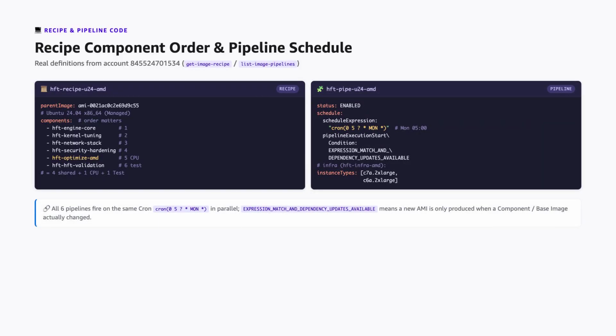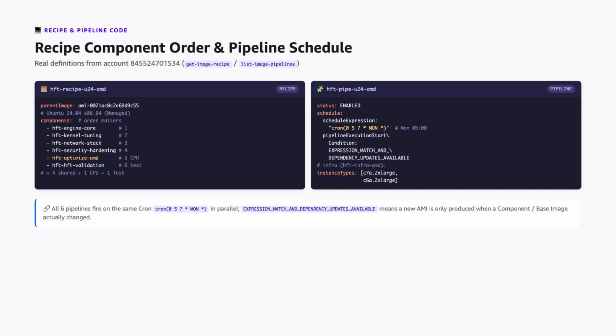On the left is the recipe. It names its parent image, the AWS-managed Ubuntu 2404 x86-64 AMI, and then lists its components in order. And order matters. Image Builder installs components in the sequence you specify. Engine core, kernel tuning, network stack, security hardening, then the AMD optimization step, and finally the validation test. 4 shared, 1 CPU, 1 test.